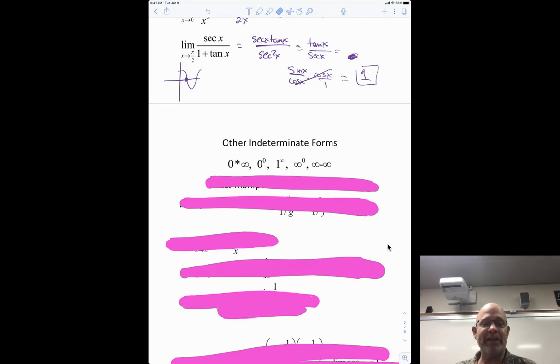1 to the infinity, infinity to the 0, infinity minus infinity. These are all indeterminate forms. Infinity minus infinity looks like 0. Not necessarily, because the infinities might be different. So these are all called indeterminate forms.